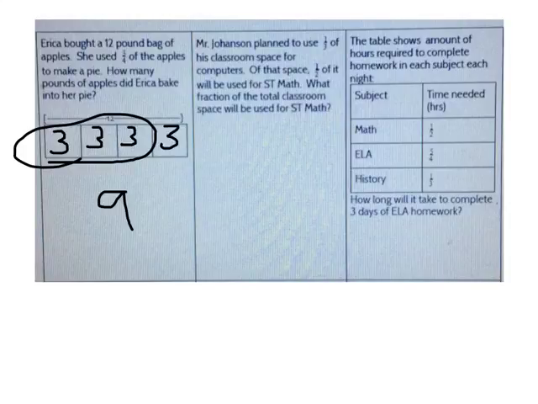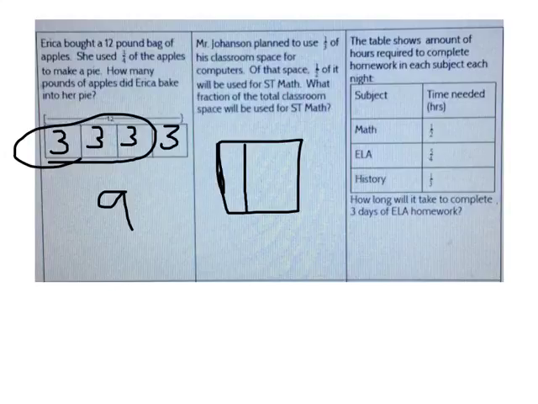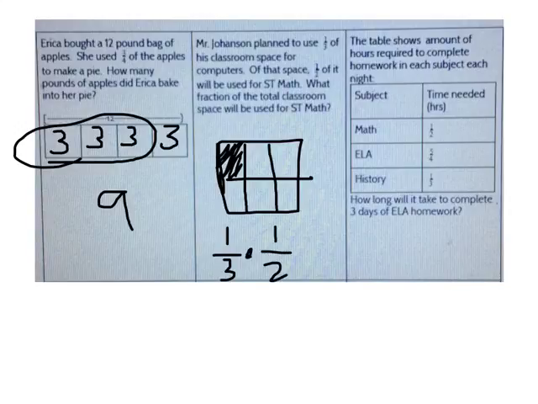Let's look at the second question. Mr. Johansson planned to use 1/3 of his classroom space for computers. Of that space, 1/2 of it will be used for ST Math. What fraction of the total classroom space will be used for ST Math? Well, Mr. Johansson is using 1/3, make your paper look like mine, of his classroom for computers and using half of that space for ST Math. So what fraction is he using? What's 1/3 times 1/2? It's 1/6.